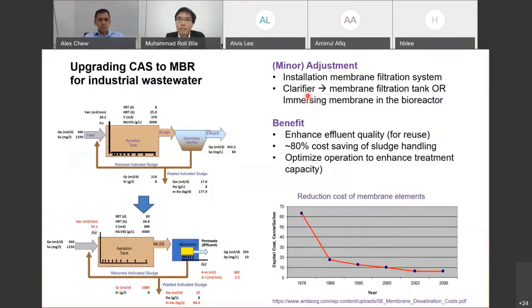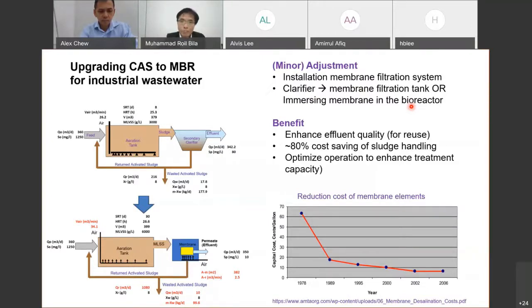What happened to the clarifier then? We can use the clarifier as a membrane tank, like in this example. Here we have a membrane tank. We just convert this clarifier into the membrane tank, and we use it to place the membrane. Or we can use it for other purposes. We can increase the capacity of the treatment by combining the clarifier with the bioreactor and placing the membrane in the bioreactor. So this is how you actually increase the treatment capacity.